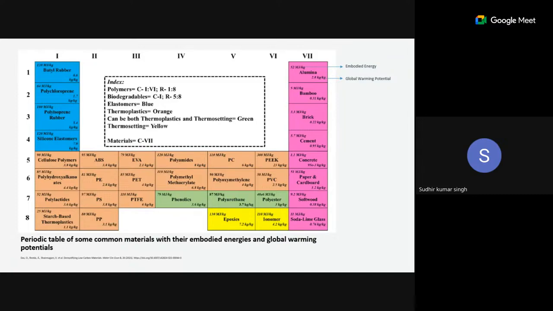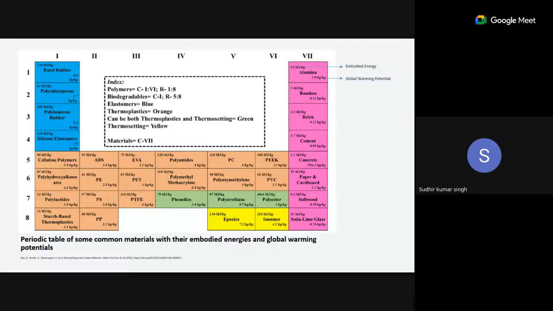Then the orange one, they are thermoplastics. So we use these thermoplastics in maybe packaging of construction materials. Then there are thermoplastic or thermosetting. For example, polystyrene we are using, or polyurethane we are using in the insulation material. And then there are thermosetting which are yellow. You can see epoxies and ionomer are there. Epoxies we are using as adhesive in construction material. So all these belong to construction material basically. And the pink one gives us the mineral based material which are more popular in our construction industry.